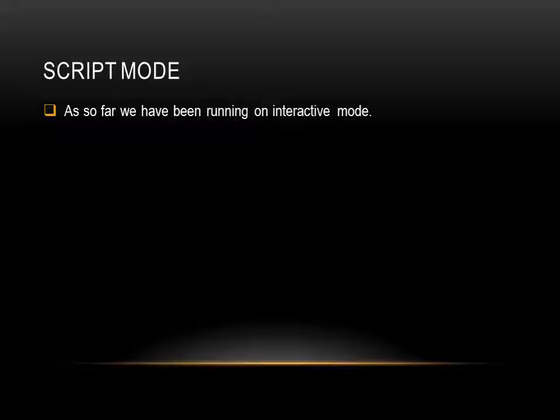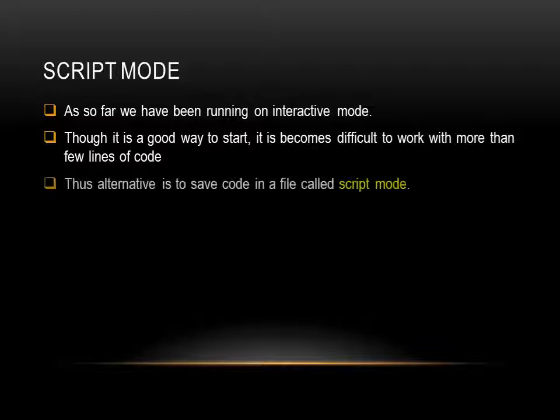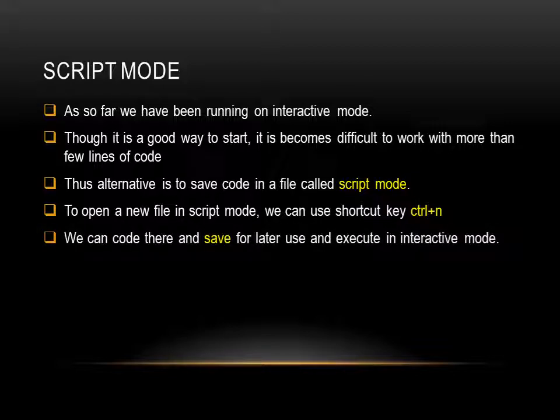Now script mode. So far we have been running in interactive mode. Though it is a good way to start, it becomes difficult to work with more than a few lines of code. Thus, the alternative is to save the code in a file, called script mode. To open a file in script mode, we can use the shortcut Ctrl+N in interactive mode. We can code there, save for later use and execute.